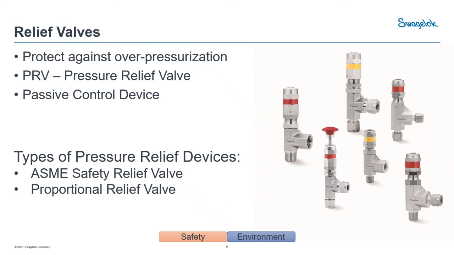Typically, these need to be manually reset, though, using a handle or a lever on the top of the valve. So they're not totally passive in that regard, because they do require a manual reset. However, a proportional relief valve is a slow opening device. It will only relieve enough pressure to bring the system back to operating conditions, and it will do that by itself and reset itself all on its own using the spring and the system pressure.